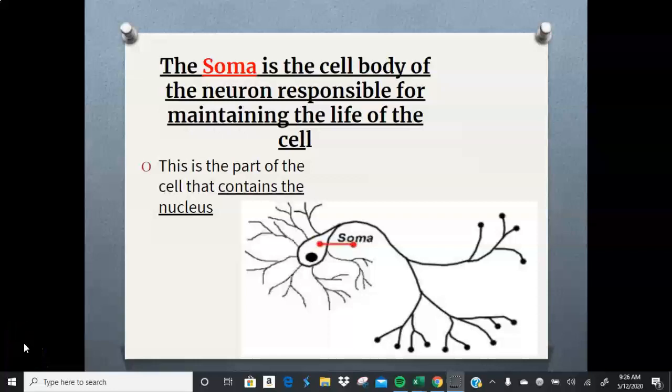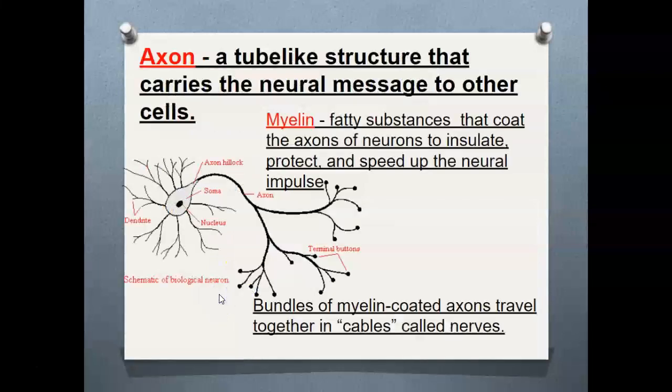The next part is the soma. The soma is the cell body that the neuron is responsible for maintaining the life of the cell. This is the part that contains the nucleus, okay? So if you see in our little picture here, right here's the nucleus, and this is the soma. Remember, this is the dendrite, so information gets caught by the dendrite, it goes into the soma, and then it moves on through the axon.